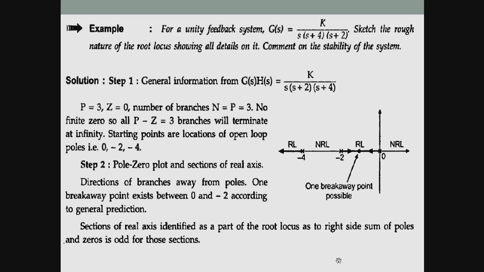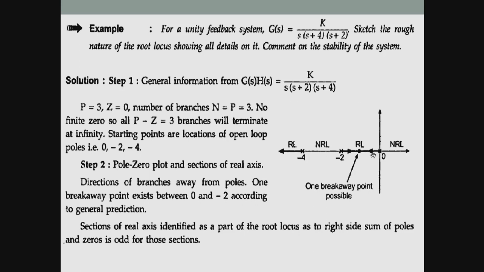For a unity feedback system, I have been given a G of s. Sketch the rough nature of the root locus showing all details on it. Comment on the stability of the system. By seeing this I can write P equal to 3, Z equal to 0. So the number of branches N equal to P equal to 3. So P minus Z is equal to 3. So these three branches will terminate at infinity.